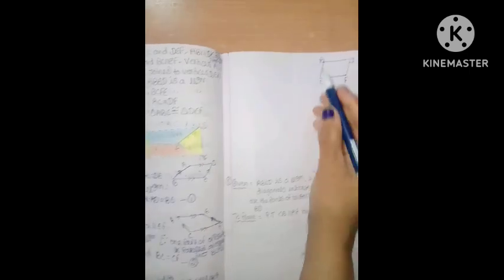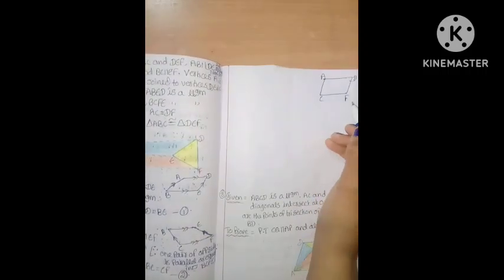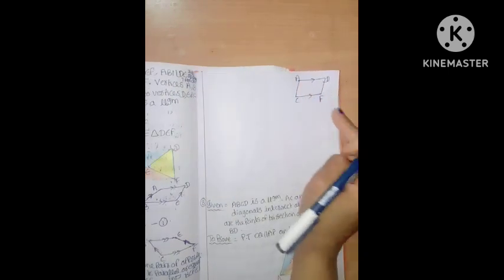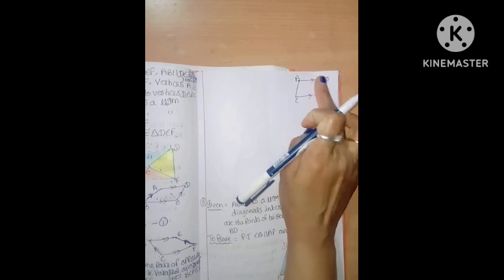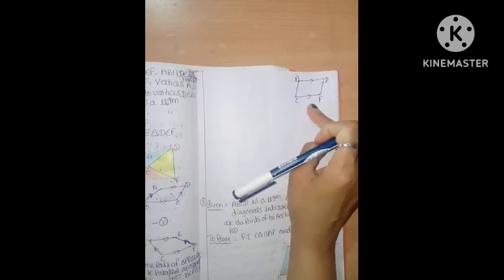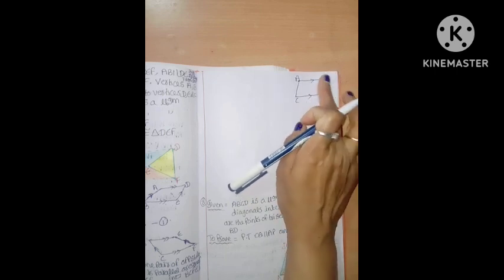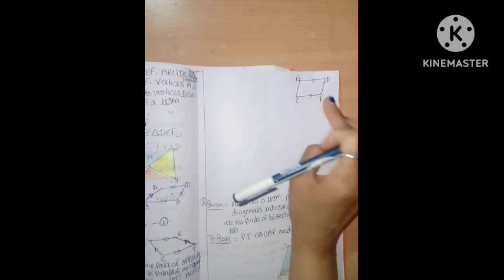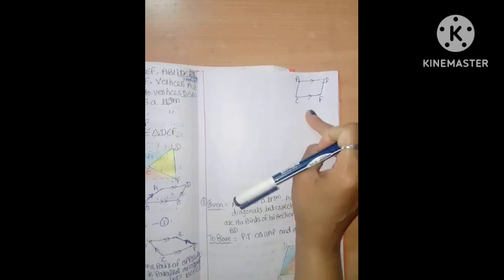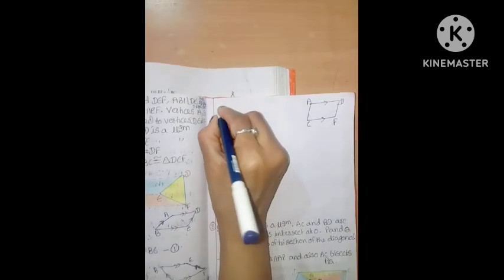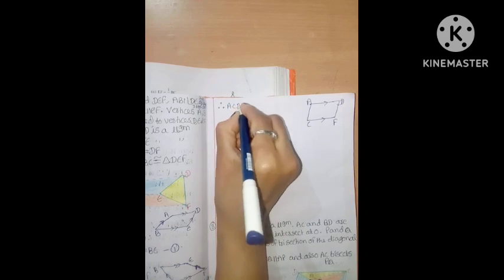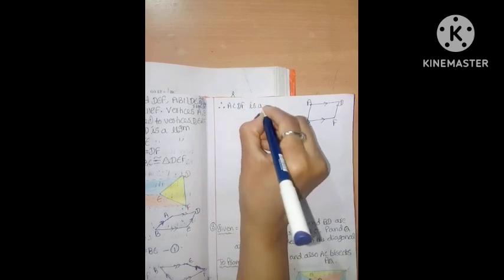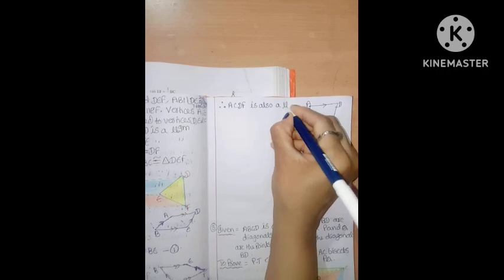So in the third figure, AD is parallel to CF. This pair. This is ACDF, a quadrilateral. So in a quadrilateral, if one pair of opposite sides is parallel or equal, then it is a parallelogram. Is it a parallelogram? Yes, it is a parallelogram only. So ACDF is a parallelogram.